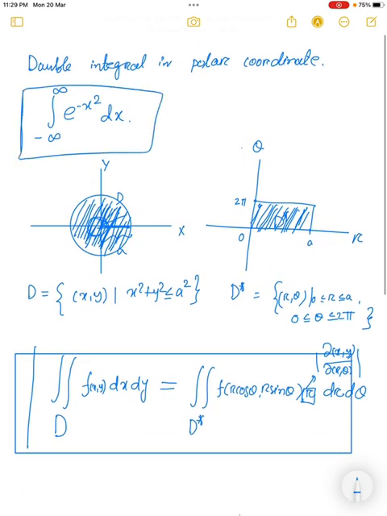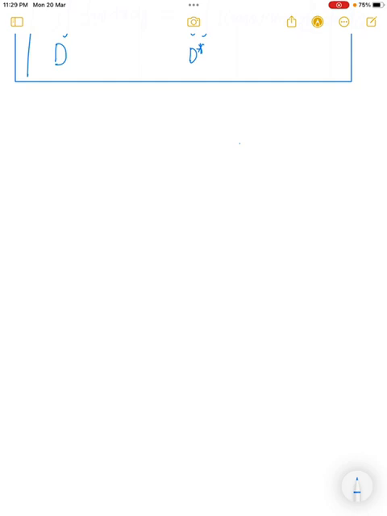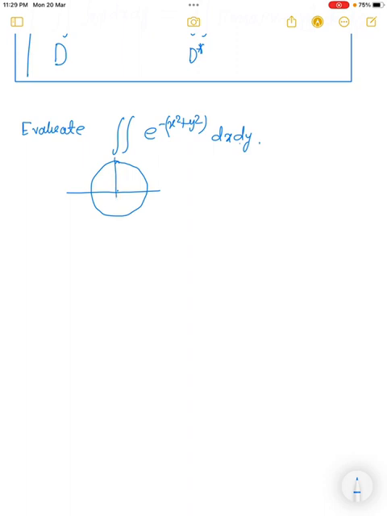Now we'll see how we will solve a problem. Before that, let's evaluate this integral: e to the power minus (x square plus y square), and we have to evaluate this integral over this region, a disk of radius a. I am writing this region as D, so this integral is over D. So how will we integrate? We will convert this into polar coordinates. So we make the transformation x equal to r cos theta, y equal to r sin theta.